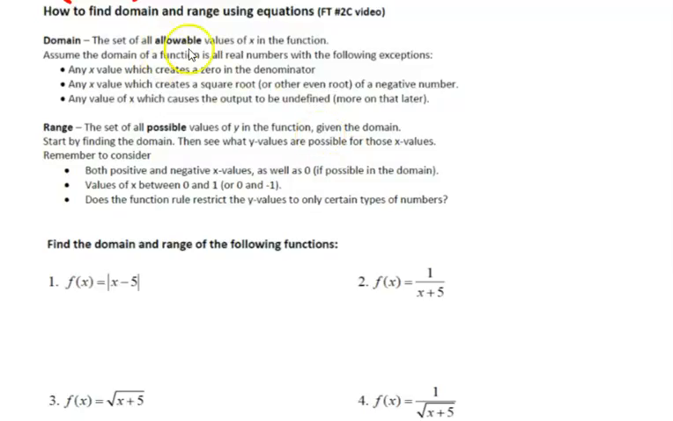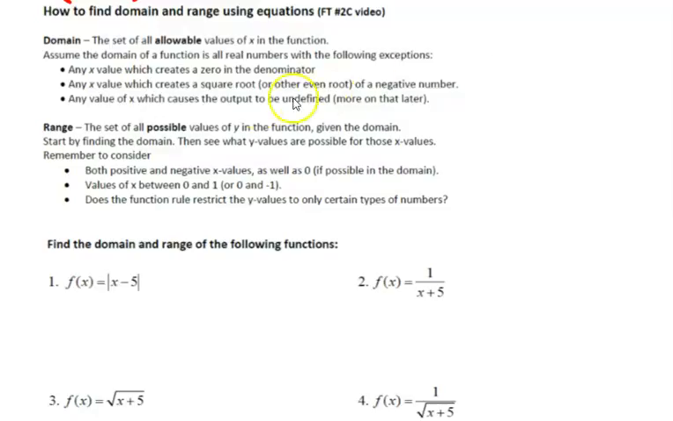So first of all, domain. The domain is the set of all allowable values of x in the function. So how do we know which values are allowed? Here's my suggestion. Start with assuming everything is allowed unless certain characteristics of the function rule are evident.